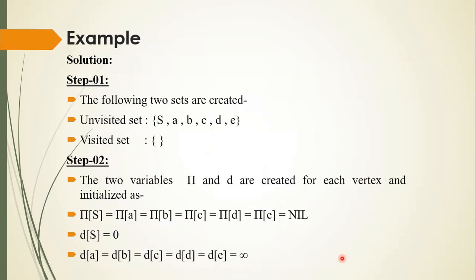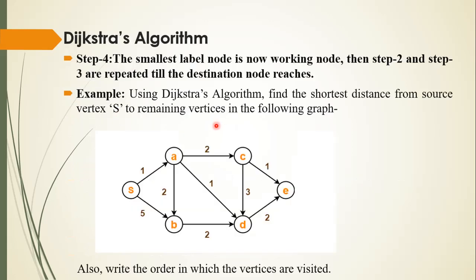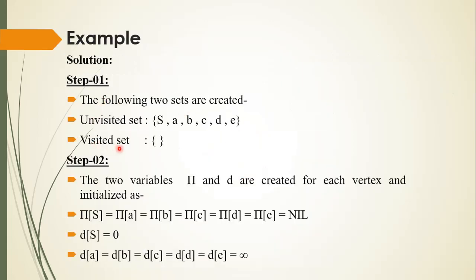Step 1, initially the following two sets are created: unvisited set and visited set. Initially all vertices are in the unvisited set because we did not visit any vertex yet. So S, A, B, C, D, E are all unvisited and the visited set is empty.